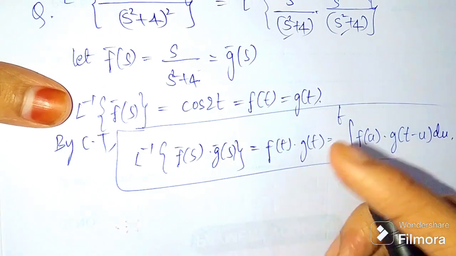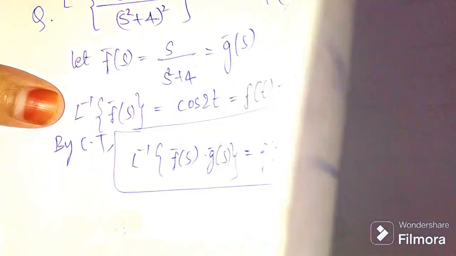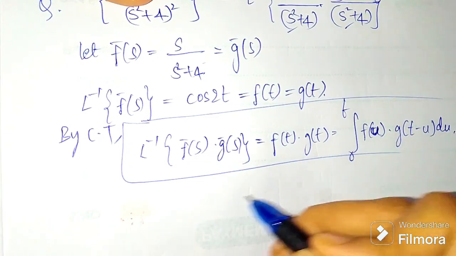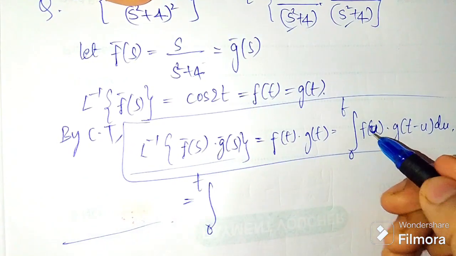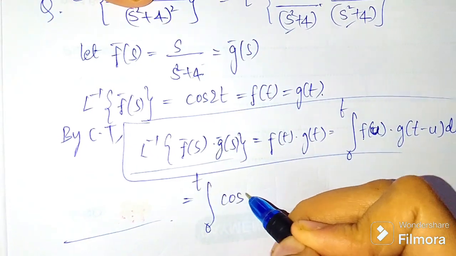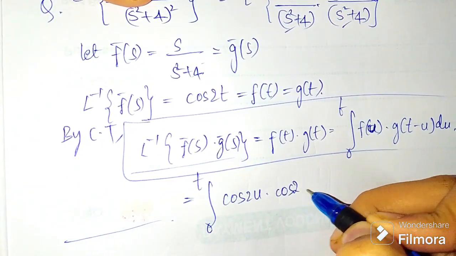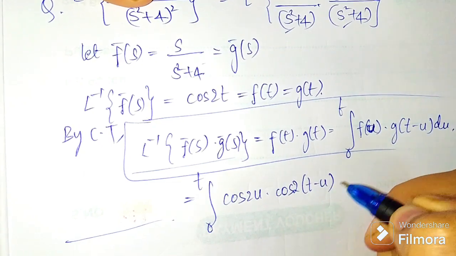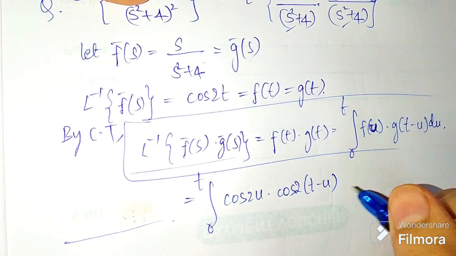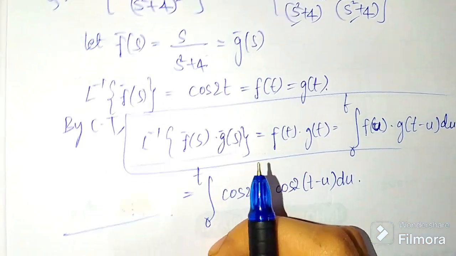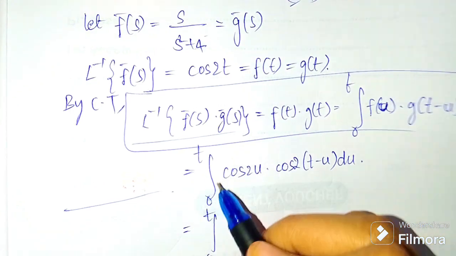So now I have to substitute. I want f of u. What is my f of t? Cos 2t. Therefore, 0 to t, write this again here. F of u will be cos 2u. G of t minus u will be cos 2(t minus u). In place of t, I have to write t minus u, du. So now 0 to t, which formula can I use?